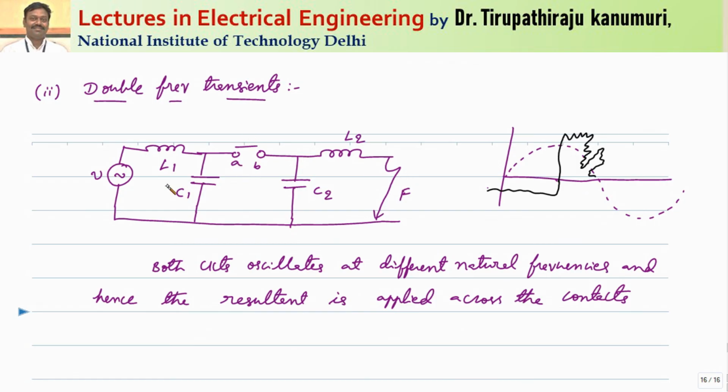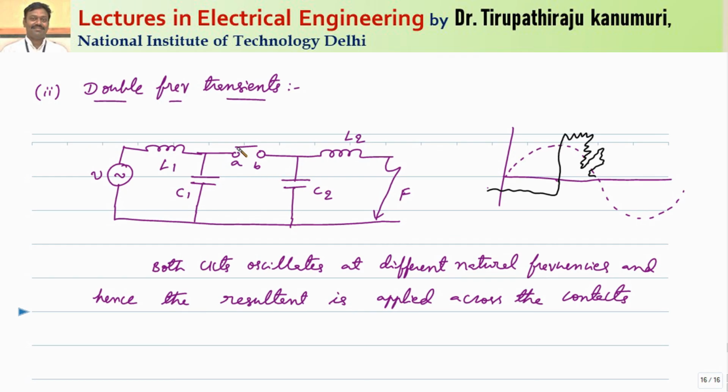But practically, if the fault happens somewhere far away from the circuit breaker, and the circuit breaker is opened, there are two circuits. One LC circuit is with the supply. There is another LC circuit consisting of the capacitance of the line plus the inductance up to the fault, and the fault resistance and other parameters, because these parameters will also add. So this is my second component, this is my first component.